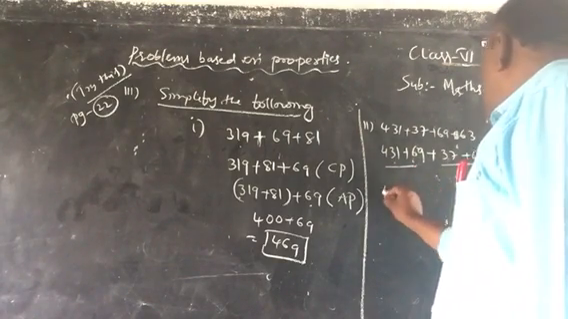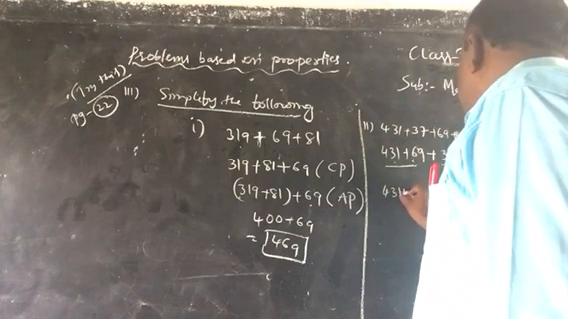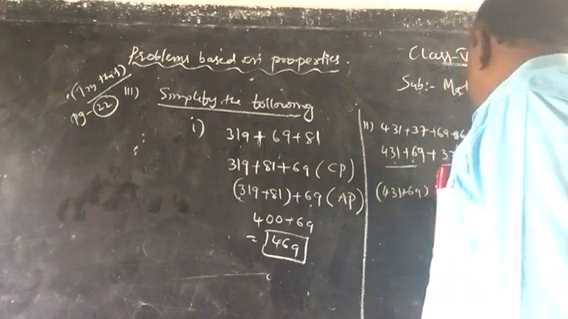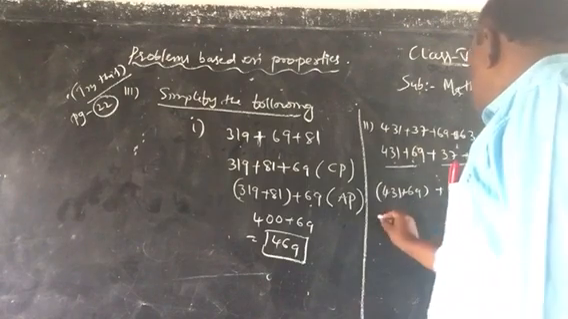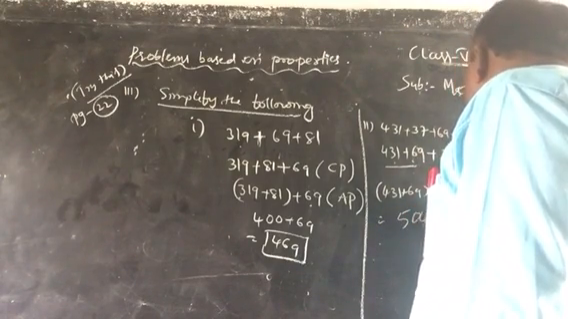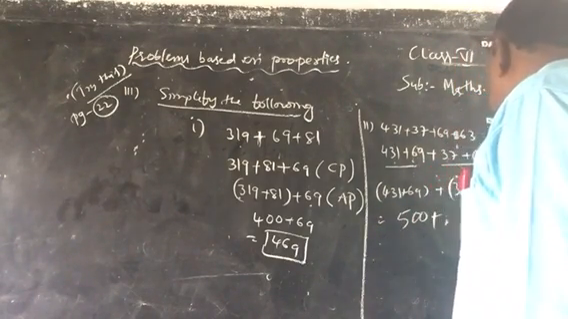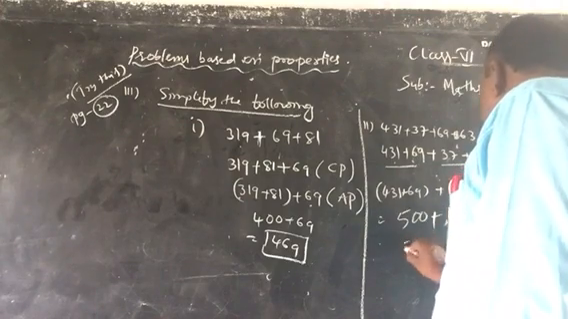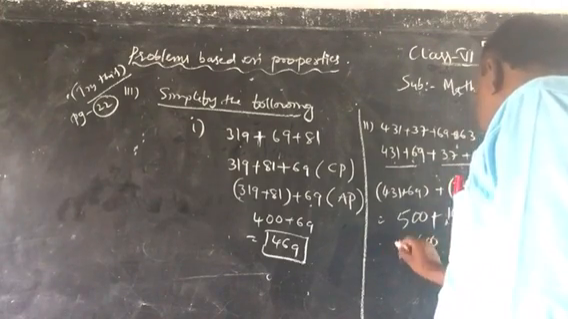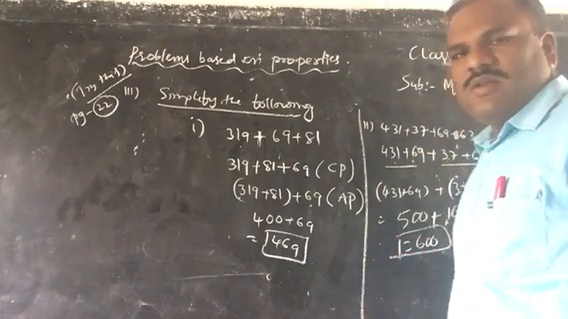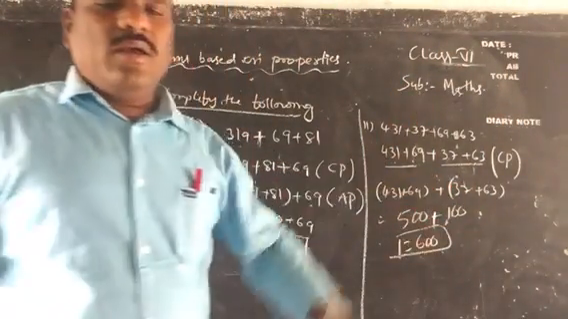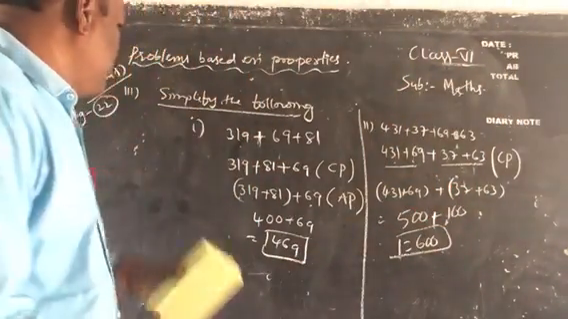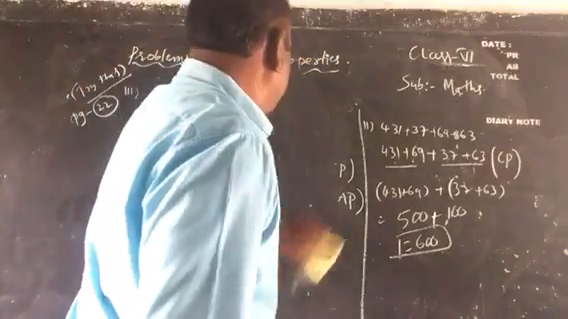Observe here. 431 plus 69 plus 37 plus 63. So this is 500 plus how much? This is 100, equal to 600. So like that you can do this. Okay, and next one for the third bit.